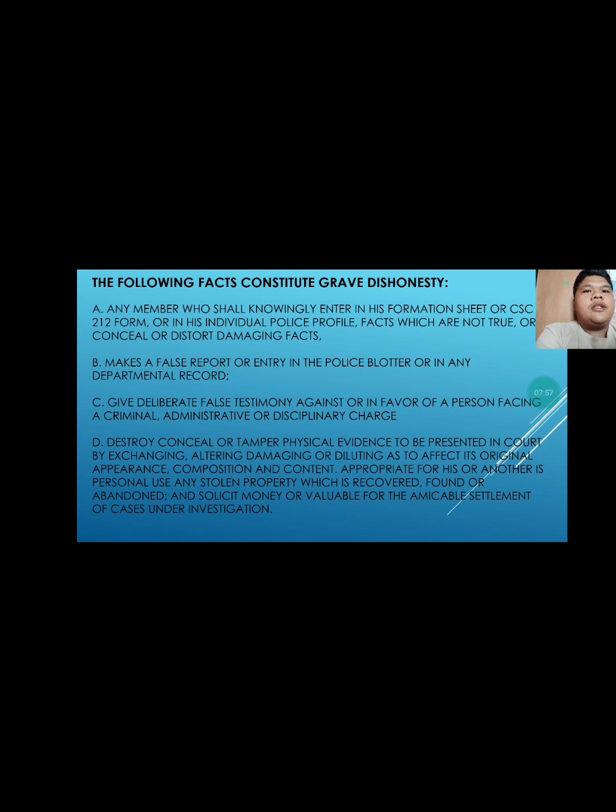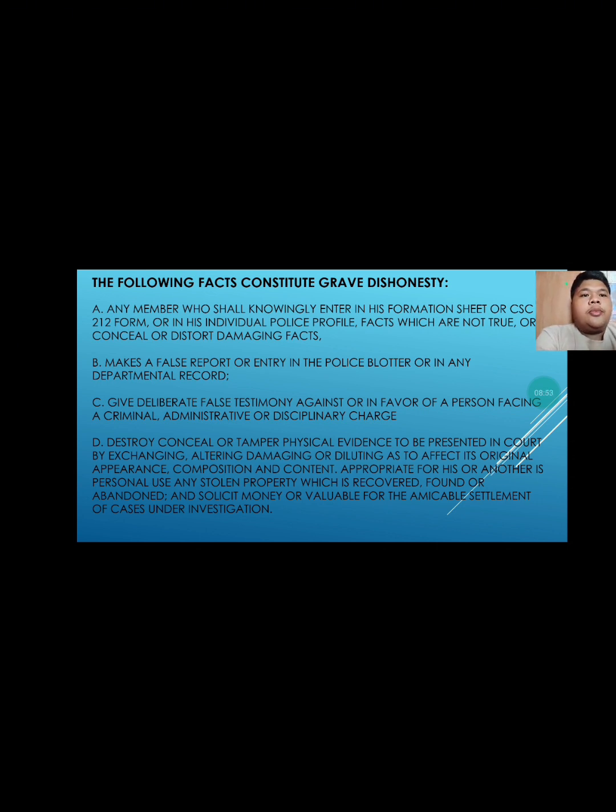The following facts constitute grave dishonesty. Any member who shall knowingly enter in his information sheets or CSC form or his individual profile facts which are not true, or conceal or distort damaging facts, makes a false report or entry in the police blotter or any department records, or give deliberate false testimony against or in favor of a person facing a criminal or administrative disciplinary charge, destroy, conceal, or tamper physical evidence to be presented in court by exchanging, altering, damaging, or diluting its original appearance, composition, and content, appropriate for his or another's personal use any stolen properties which are recovered, found, or abandoned, and solicit money or valuables for the amicable settlement of cases under investigation.